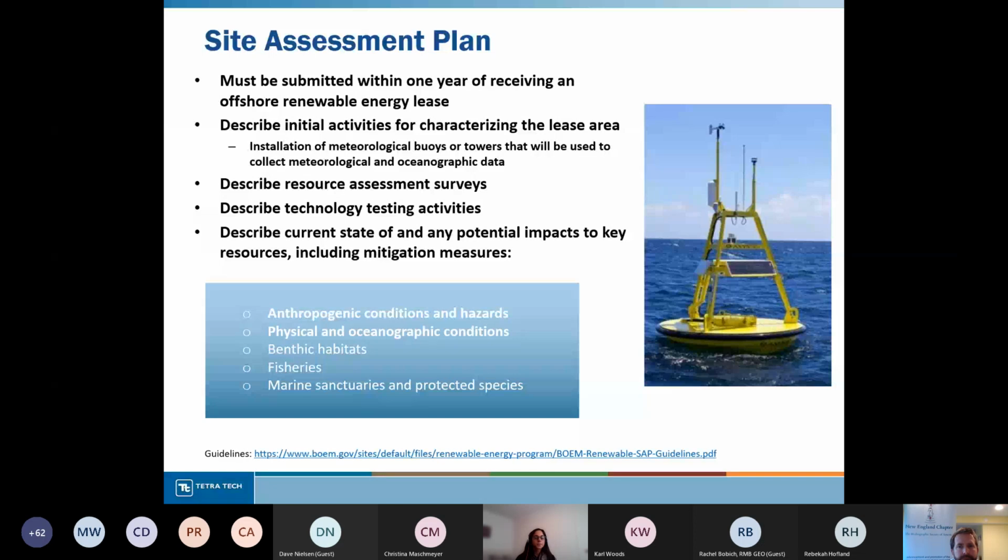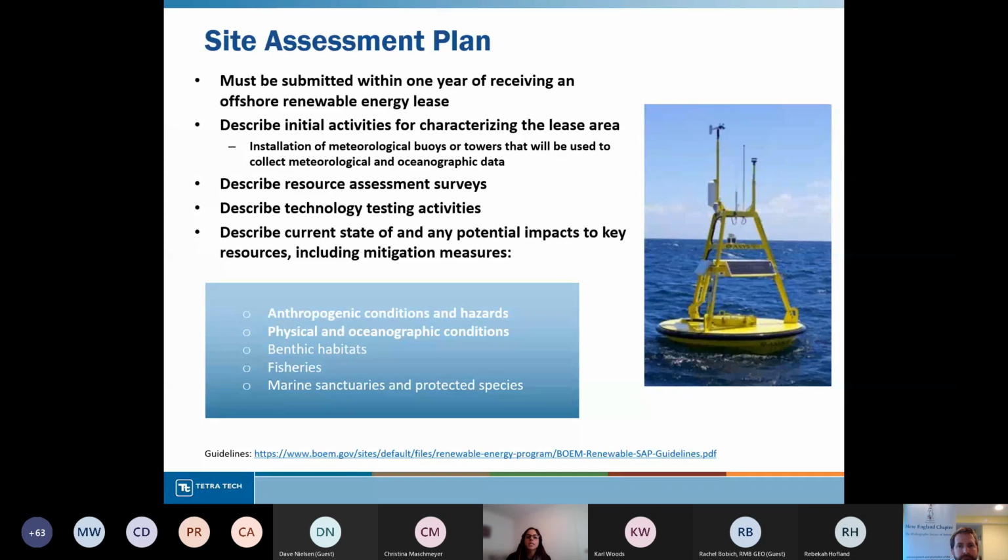In order to deploy this buoy, the developer must submit a SAP, a site assessment plan. And so this plan will describe all of the activities that go into deploying and operating the buoy, as well as any resources that may be impacted by the buoy.